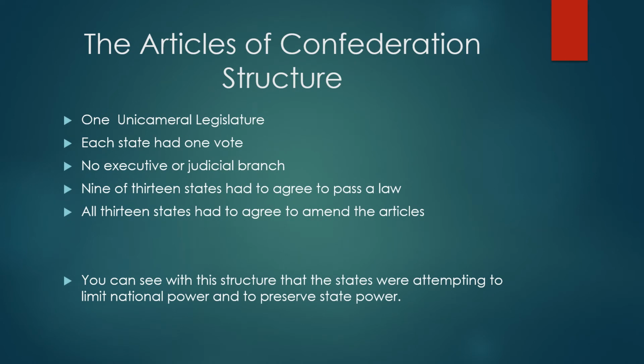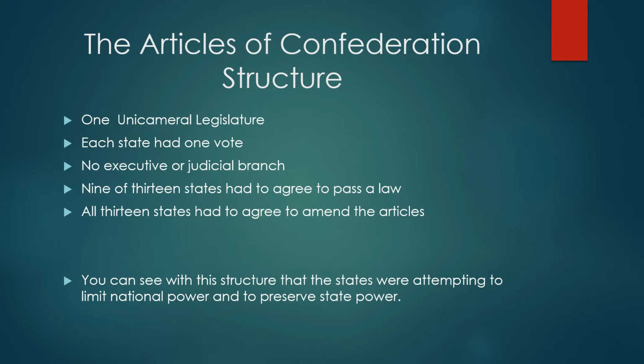So the structure of the Articles of Confederation: the Articles created one unicameral legislature. Today, we have what we call a bicameral legislature. We have two parts of our Congress. But under the Articles, there's only one part of the legislature. The legislature makes the law. And so the lawmaking body had only one part to it. Each state had one vote in that legislature. There was no executive branch of government and no judicial branch of government. There was just this one legislative body where each state had one vote.